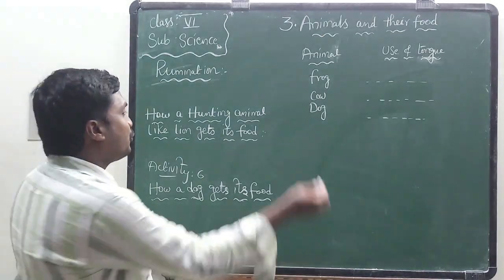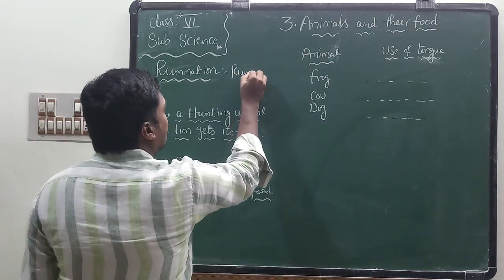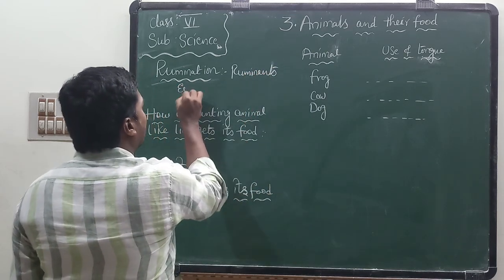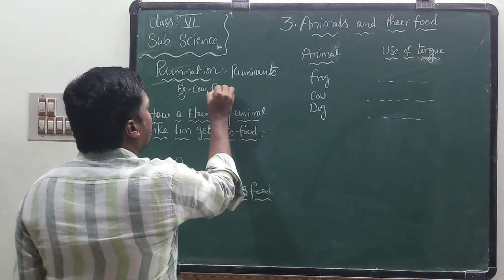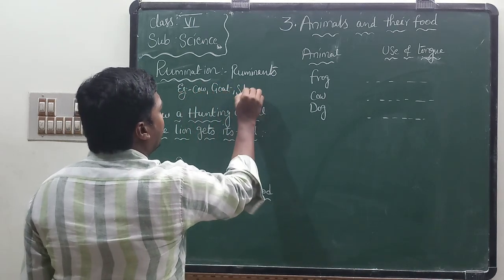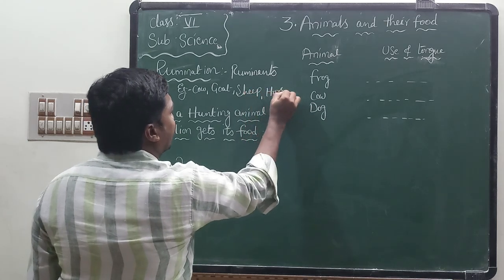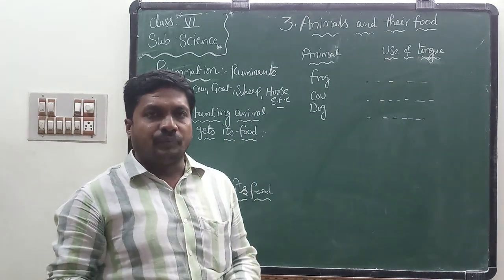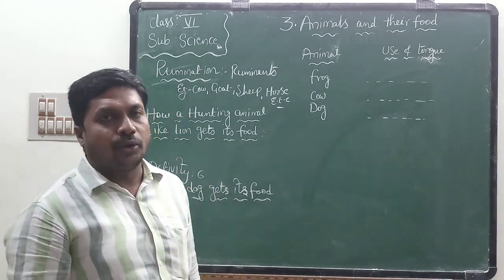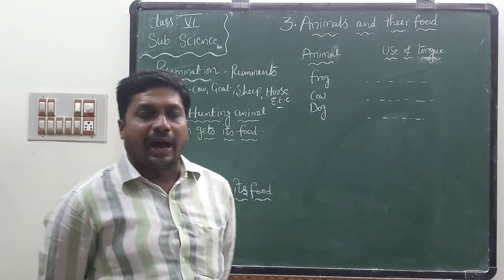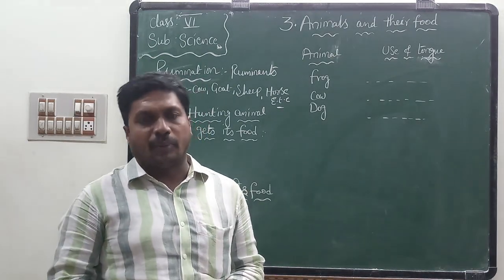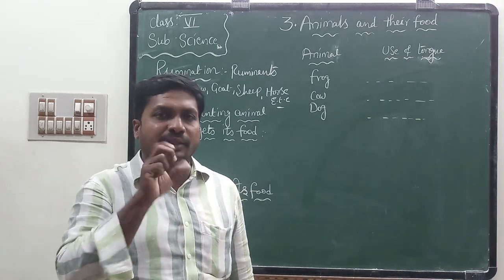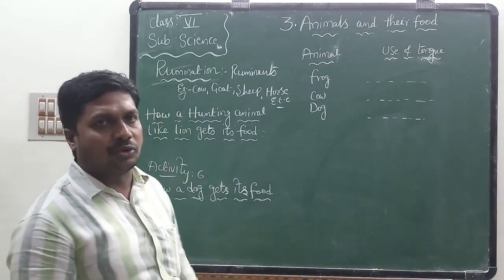Do you know, children, what ruminants are? Examples of ruminants are cow, buffalo, goat, sheep, horse, camel, etc. If you observe this group of organisms, they can perform a process known as rumination. If you observe any cow or buffalo or goat sitting below a tree, they chew the food material thoroughly, no? That process is known as rumination.